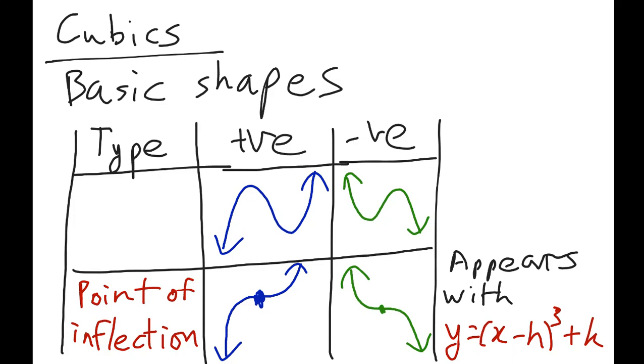Notice that the equation that we have looks quite alike with the turning point form of a quadratic, except for the fact that there is a cube right there. Other than that fact, it looks exactly the same.